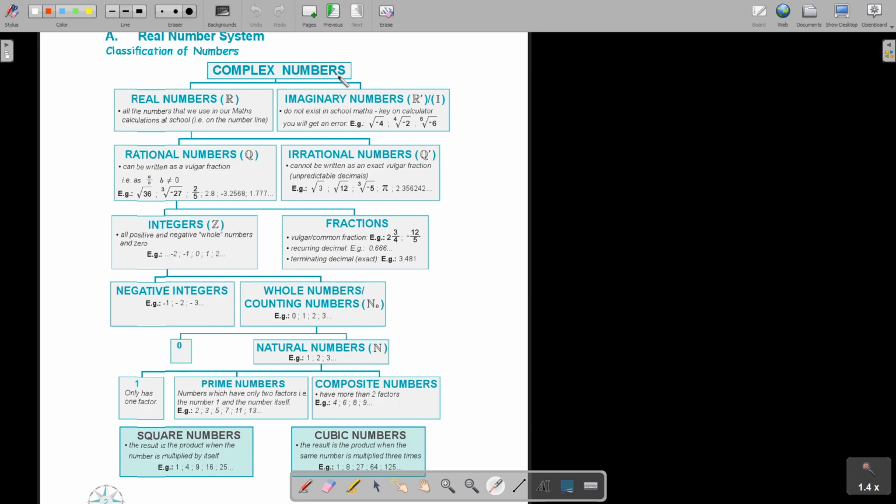So, complex numbers divide into two groups. It divides into real numbers and imaginary numbers. Now, real numbers are the ones that we're going to use in school mathematics. Imaginary numbers are the ones that, if you press it on the calculator, will give you an error. But take note that if you press square root of -4, or the 4th root of -2, or the 6th root of -6, what do you notice? Do you notice that that is all even numbers?